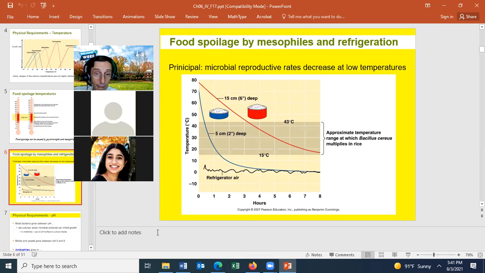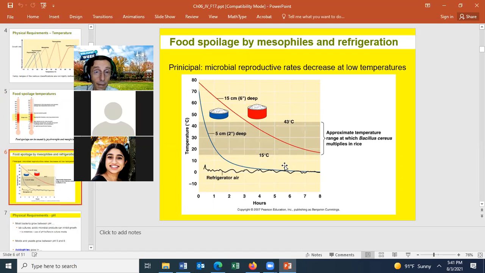And that could be happening even when you refrigerate it. If the food is in too large of a batch, it doesn't cool quick enough. Whereas if you have it in a smaller batch, it'll cool quicker. And then you prevent the growth below 15 degrees C.